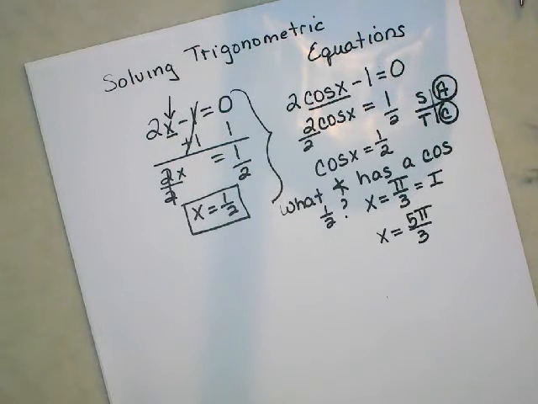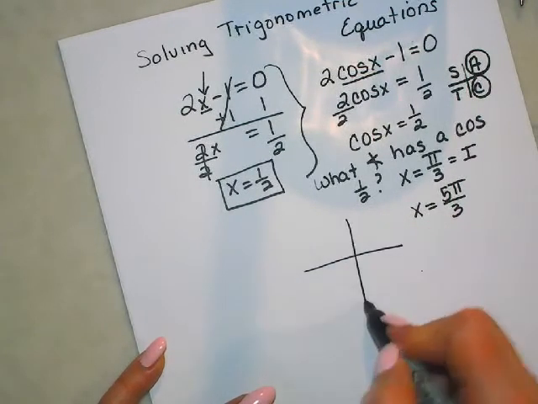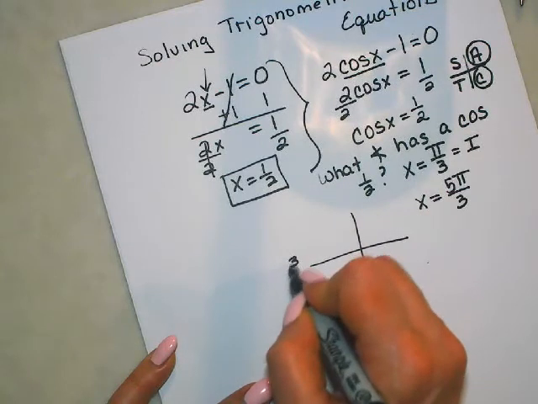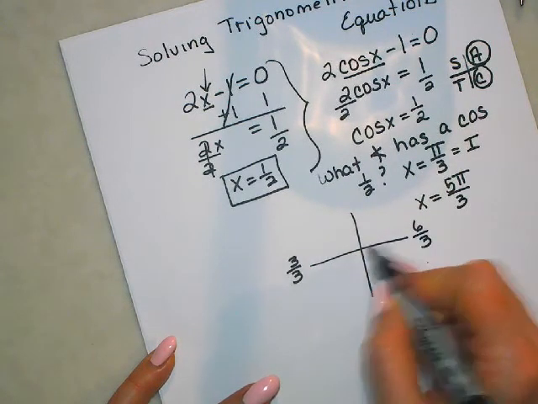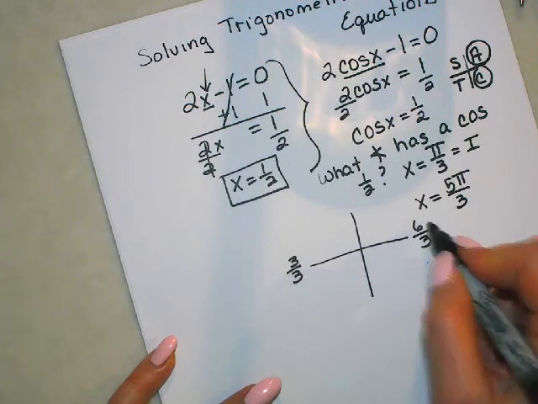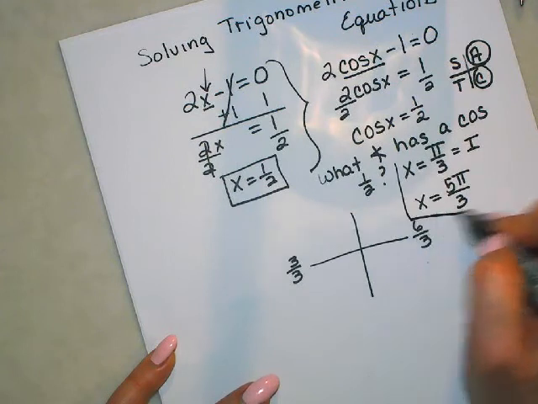Remember how we do that, guys. If we're looking for the angle in quadrant 4, remember, if it's pi over 3, this is going to be 3 over 3. This would be 6 over 3. If I'm in quadrant 4, I'm not yet 6 over 3. So I am 5 over 3.